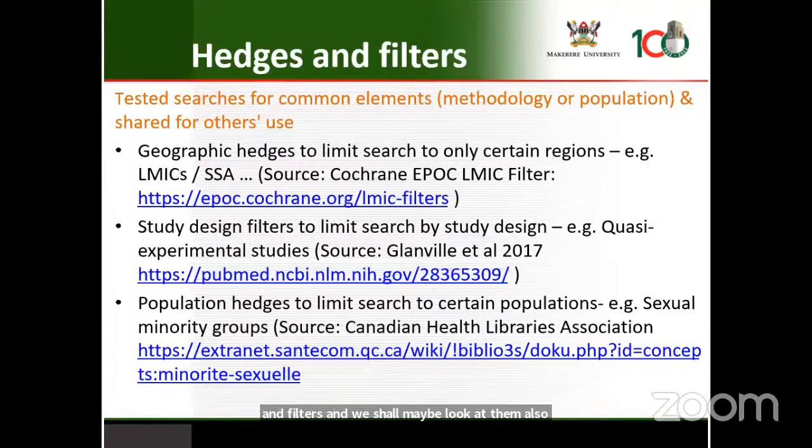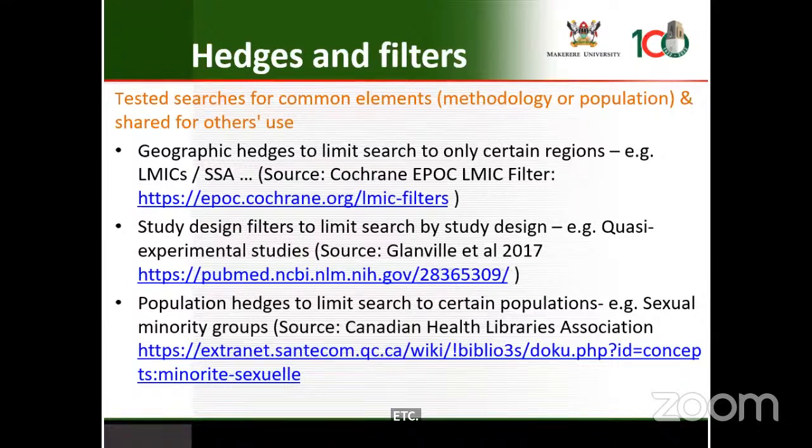So they are geographical hedges to limit search to only certain regions, for example, low and middle income countries, sub-Saharan Africa, etc. And that is the source. Then there are study designs. Study design filters limit the search by study design, for example, if you want only quasi-experimental studies. Then the population hedges limit the search to certain populations, for example, sexual minority groups, etc.